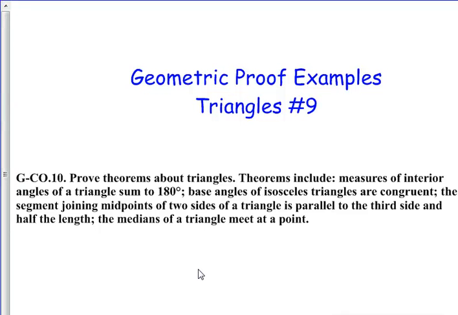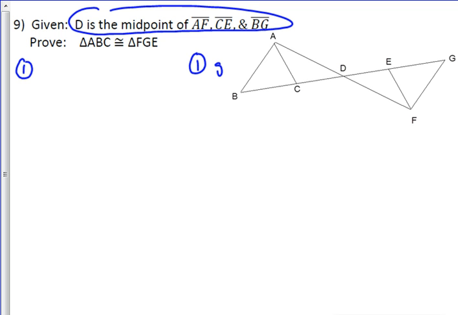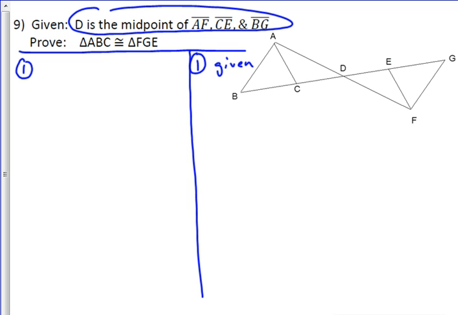This is another example of a geometric proof involving triangles. These are not overlapping triangles, but they are a situation where you're certainly going to have to use CPCTC to solve them. And when you look at this, you're given all this information about D as the midpoint of those. And really, there's just no other good way to start this than to just deal with that given situation.